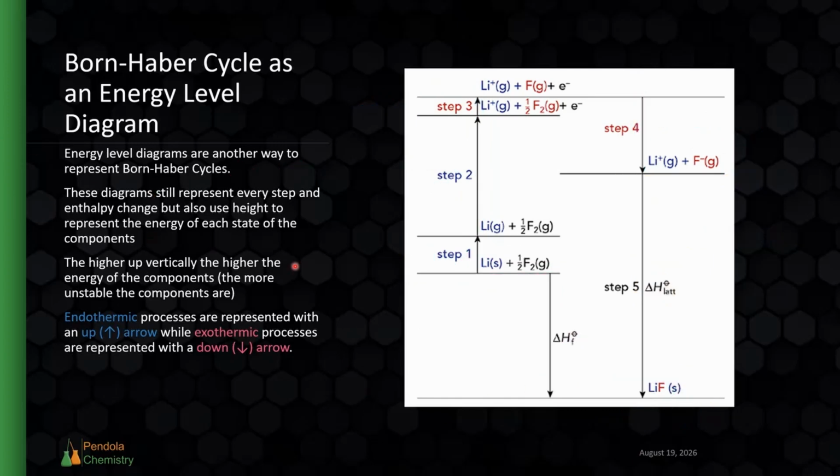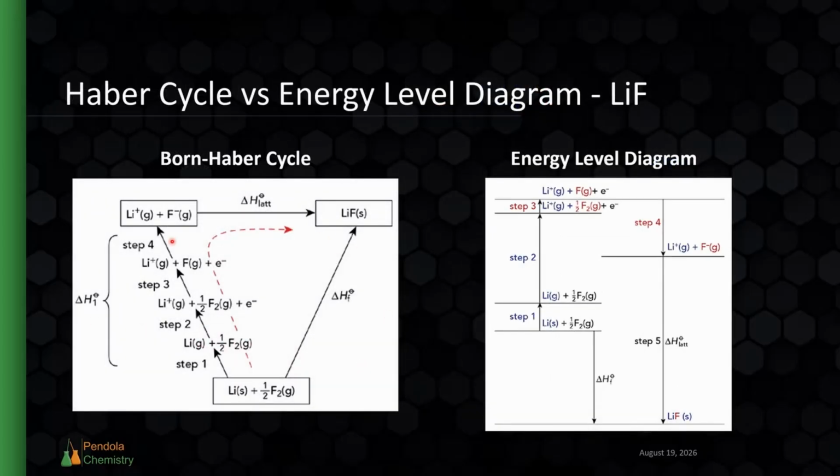So let's compare them side by side. This right here is the Hess cycle, or the Born-Haber cycle, that we saw earlier, with all of the different steps for this Hess diagram. The fact is that the lattice energy plus the 4 different steps are equal to the enthalpy change of formation. Whereas here on this side, we have the energy level diagram. Exact same steps, and I'm going to highlight them here so you can see the comparison.